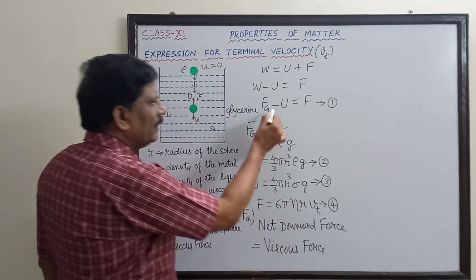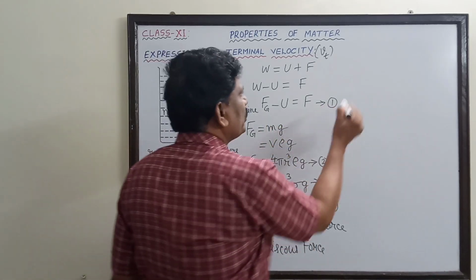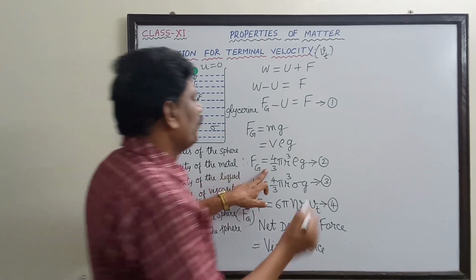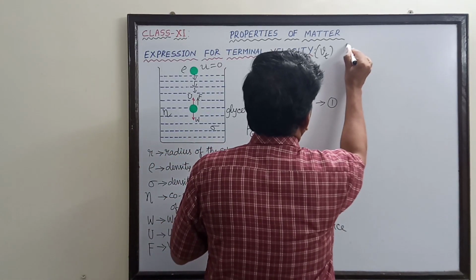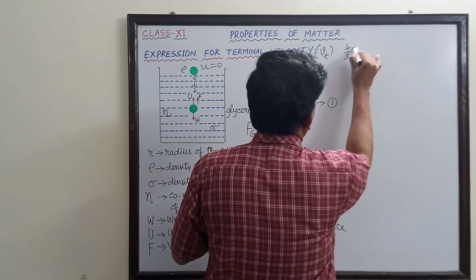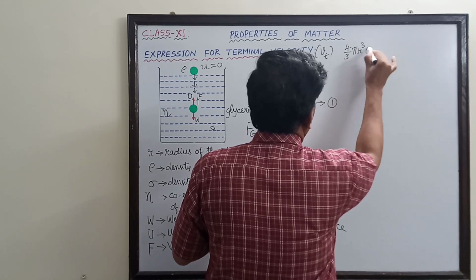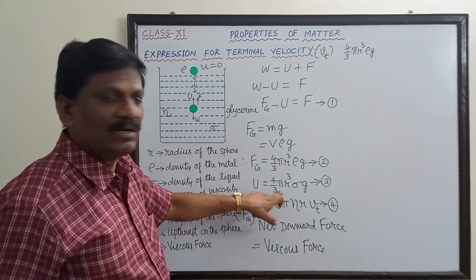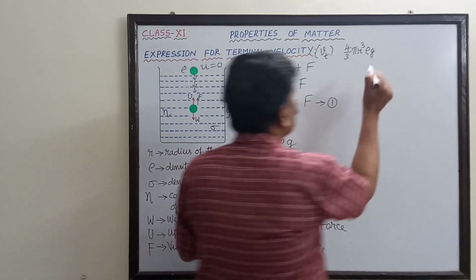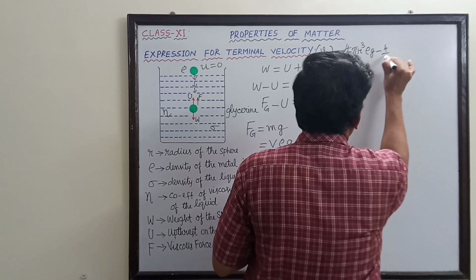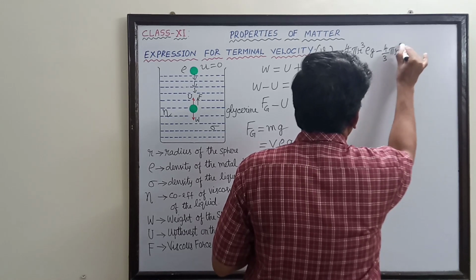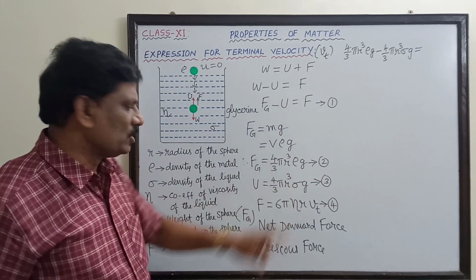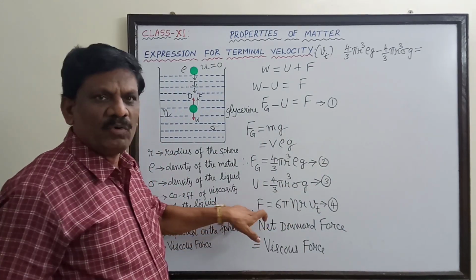is equal to the upward force, namely the viscous force. So, I am going to substitute in equation 1. Instead of Fg, I can substitute 4 by 3 pi r cube into rho into g, minus the upthrust, which is 4 by 3 pi r cube sigma into g, is equal to this viscous force.